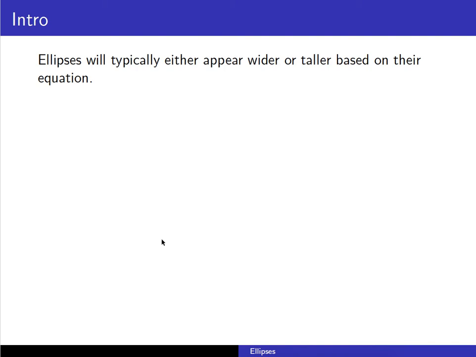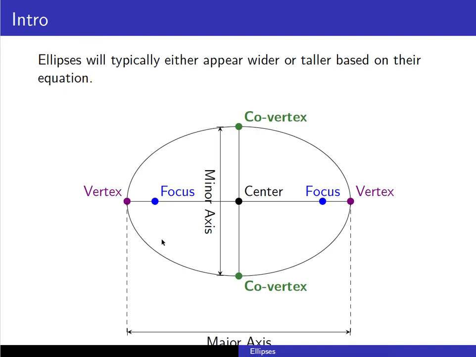So ellipses are typically going to appear either wide or tall, wider or taller, based on their equation. Here we have an ellipse that's wider than it is tall. So we have the center of an ellipse, much like we have the center of a circle, and the width of the ellipse is called the major axis.